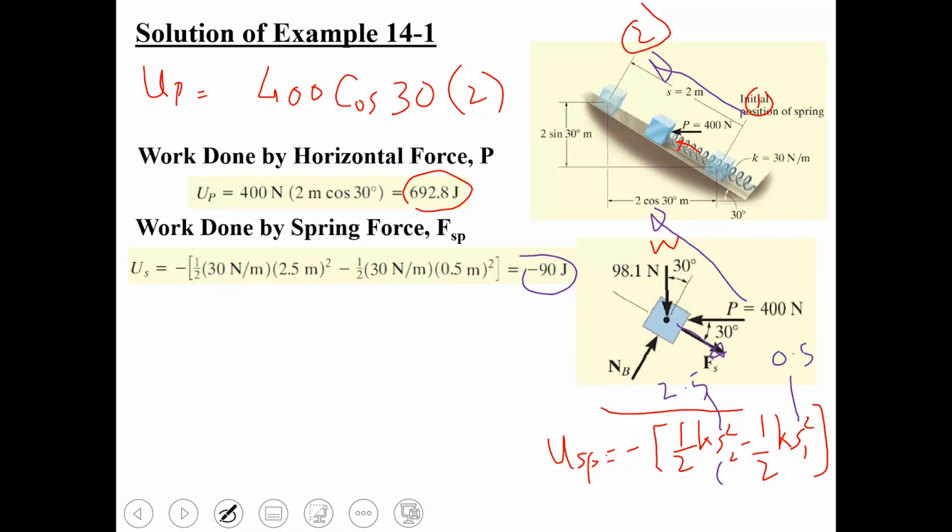Position 2 के ऊपर ये अपनी unstretched position से कितना displace हुआ है? In other words, it is basically L2 minus L0, where L2 is the length of the spring at position 2 and L0 is the unstretched length of the spring.